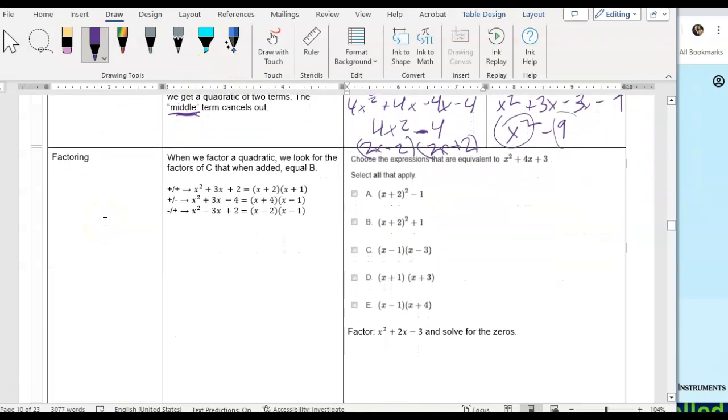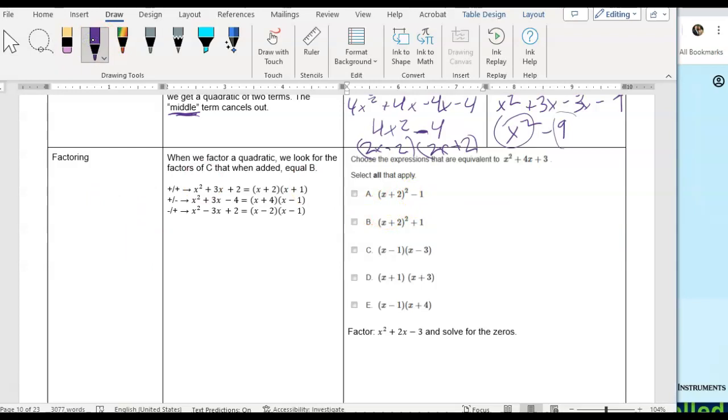All right, factoring. When we factor a quadratic, we look for the factors of c that when added equal b, meaning what times what will give us our last number or our constant that will add together to give us our linear or middle term, right? So this then is what you can use to help you figure out those factors when we don't have a coefficient on x squared, so when we have a more simple one.